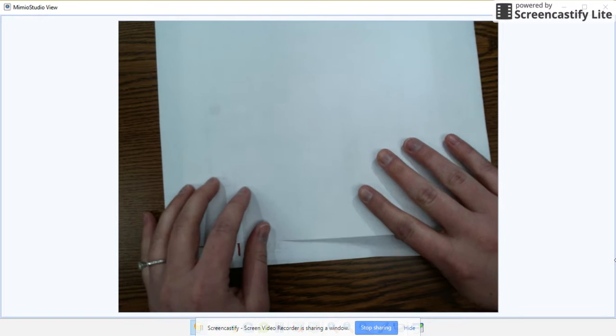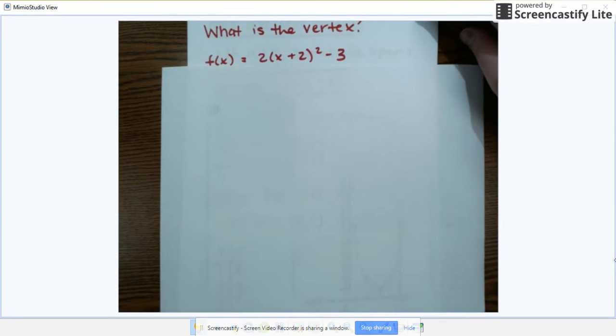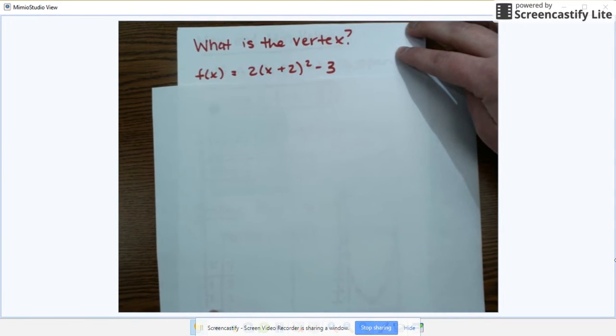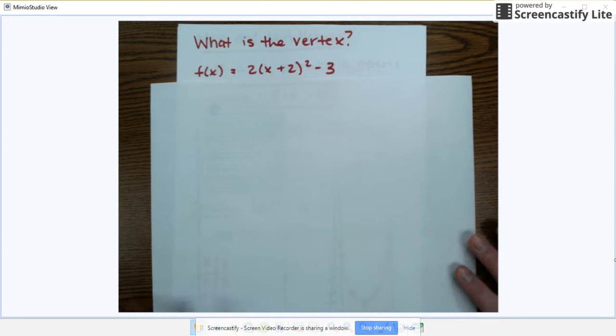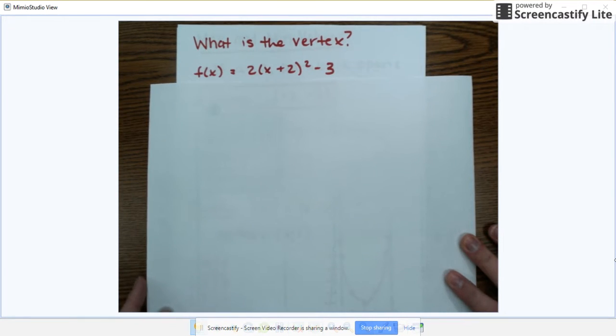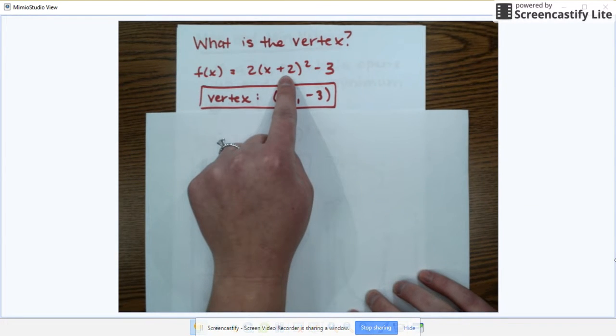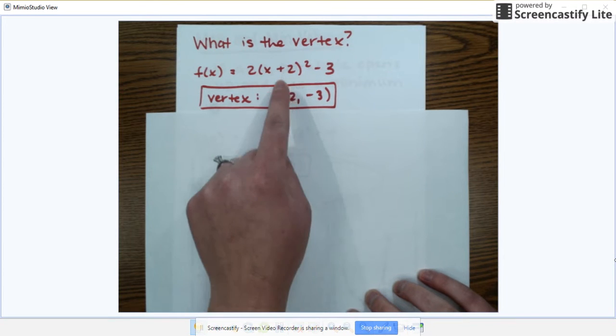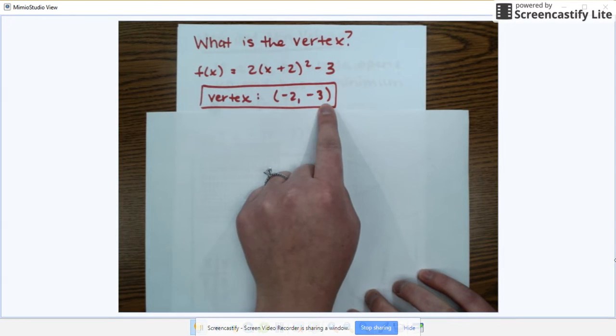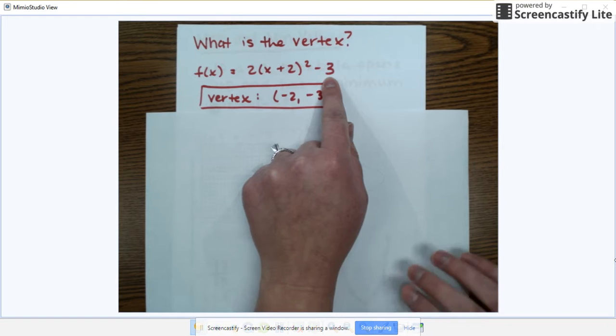So using what we just found out about our vertex form, I'm going to give you something in vertex form. We're going to find the vertex. So 2 times x plus 2 squared minus 3. You can immediately find your vertex. Remember, it's the opposite of that h value. So -2, comma, -3 from the end part.